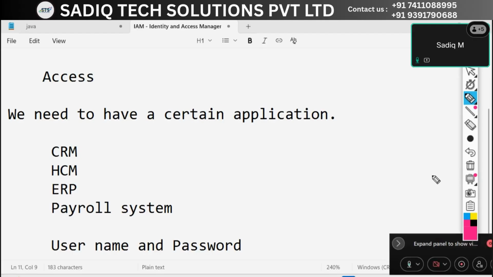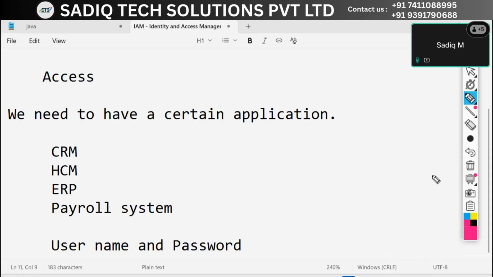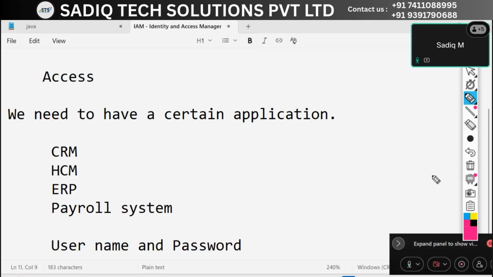To maintain that, instead of the traditional approach of individual application-level access, they came up with centralized access. That centralized access was introduced in the year 2000, and they introduced tools called Active Directory, the Microsoft product, and LDAP.